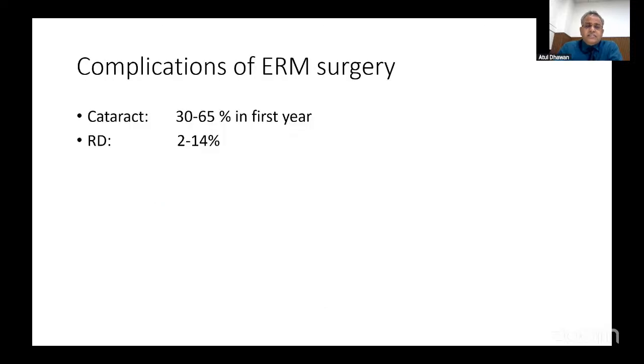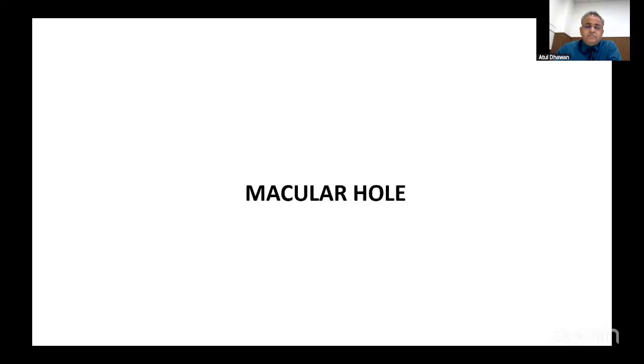The complication is cataract in most of the cases. So usually, if the patient is more than 50, 55 years, we combine the surgery with cataract surgery. In RD surgery, during the PVD induction, the complication is very less, around 4 to 5%. The second one is the macular hole.